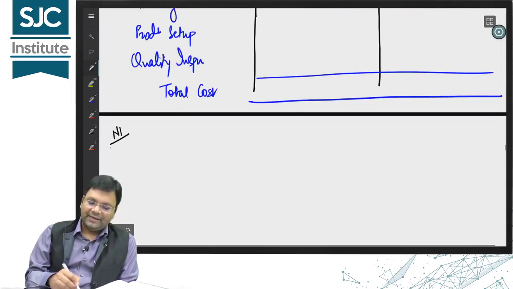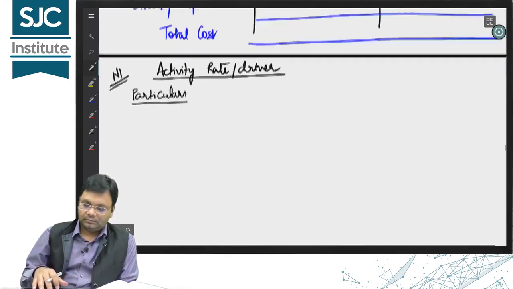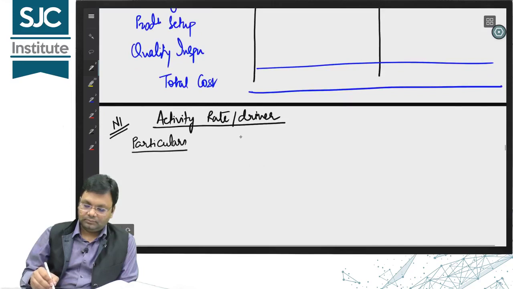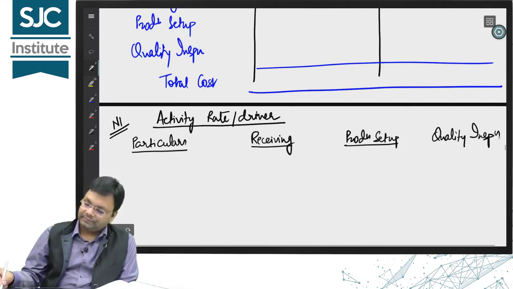So to find out the rate, we are doing note number 1: activity rate per driver. Particulars: we have three activities, receiving, production setup, quality inspection.